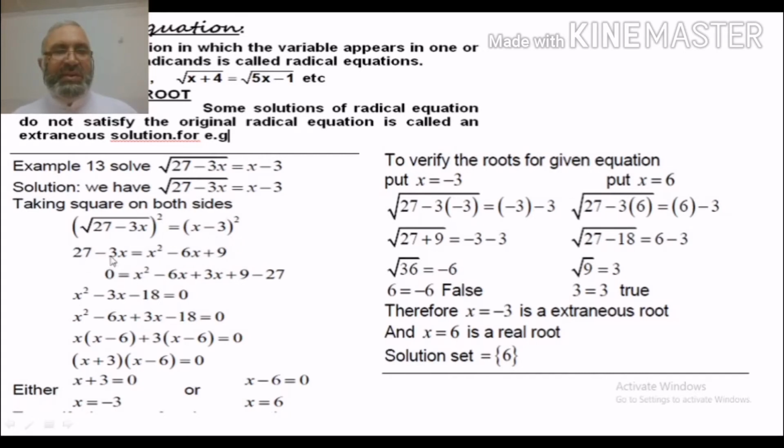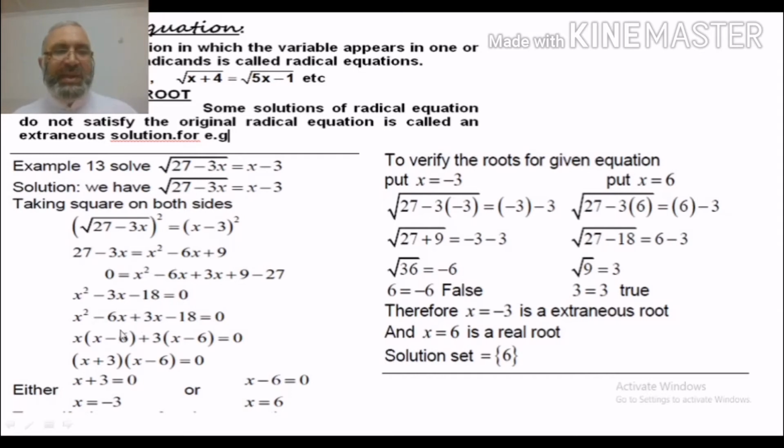So 0 is equal to x square minus 6x plus 9, and this becomes minus 27, and that becomes minus 3x, which becomes plus 3x. Now by adding the like terms, x square minus 6x plus 3x becomes minus 3x, plus 9 minus 27 becomes minus 18, is equal to 0, which is a standard form of quadratic equation. Again by factorization, we make two factors of minus 18: minus 6 and plus 3.